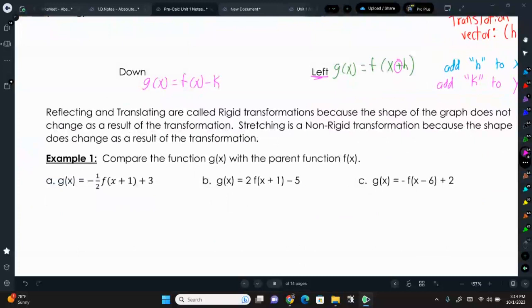So reflecting and translating are called rigid motions because the shape of the graph doesn't change at all. But when we start shrinking and stretching, that is a non-rigid transformation because the shape is changing. And when you did dilations in geometry, those were non-rigid motions because the graph or the object was no longer the same size and shape.